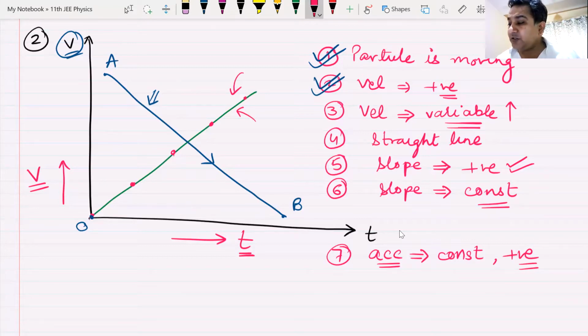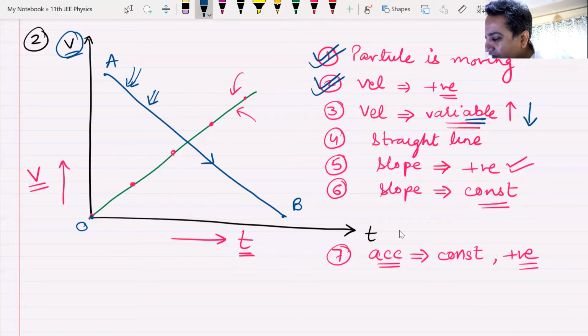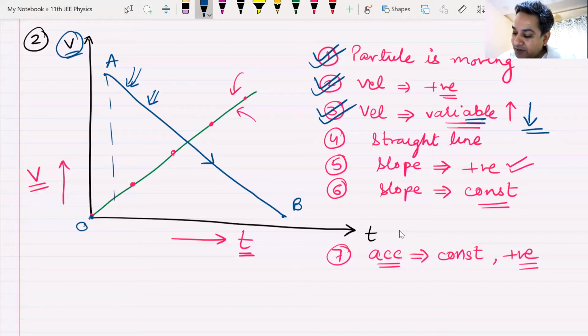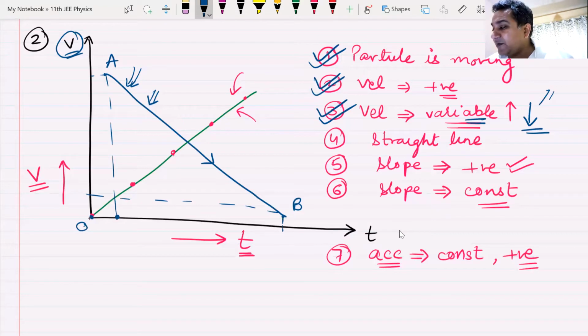Now let us talk about the blue graph. Is the velocity same or is the velocity constant? Yes, Jayashankar. Velocity is variable, changing, and it is decreasing. At A, the velocity is higher compared to B, so the velocity is decreasing. Am I clear with this point? Velocity is variable and the velocity is decreasing.